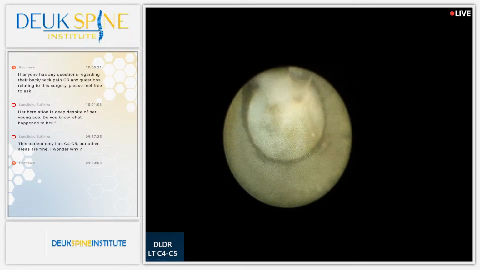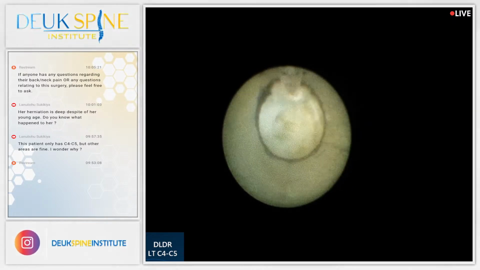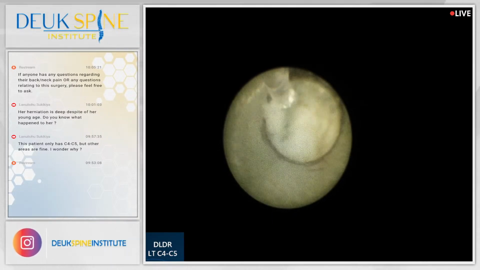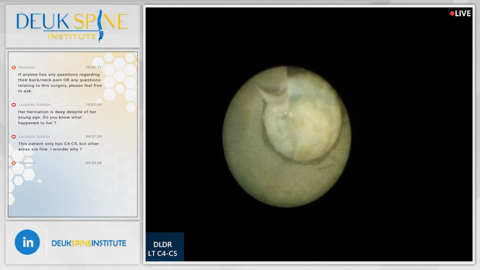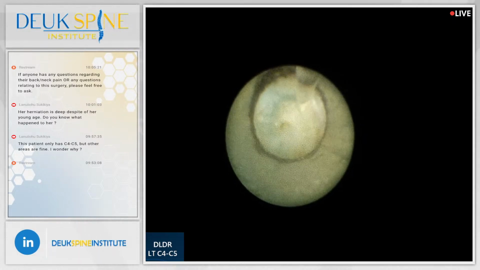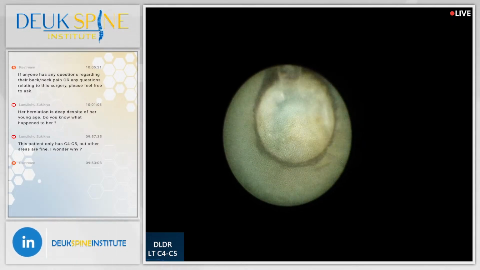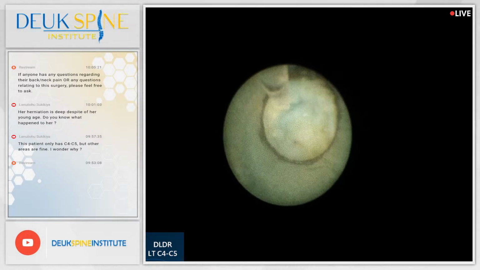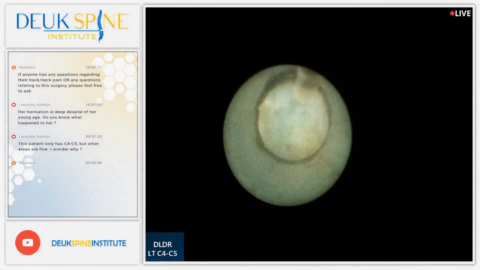We are at the back of the disc at C4-C5. That's what the tube is. You see the metal tube that looks like a circle? Yes, we do. That metal tube is made out of stainless steel, surgical stainless steel. It's made in Germany. It's FDA approved.